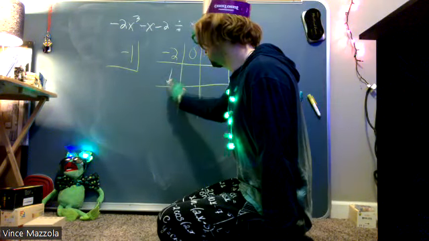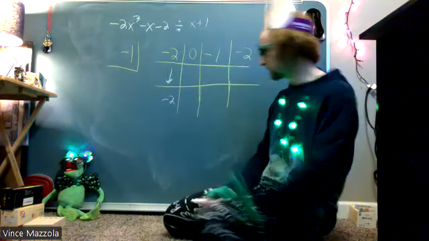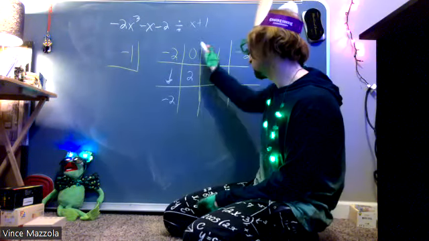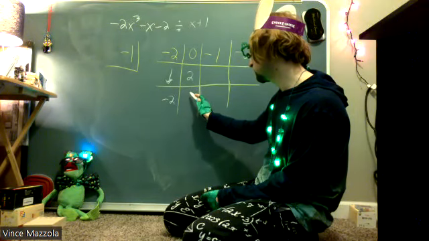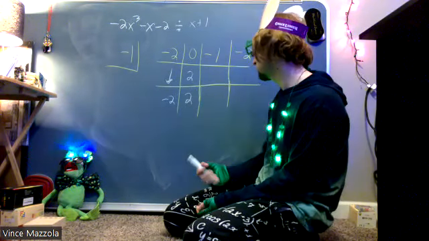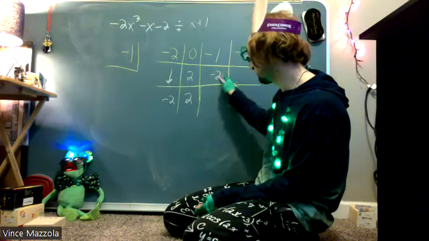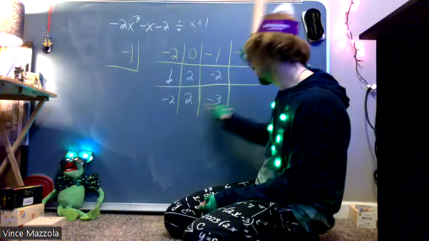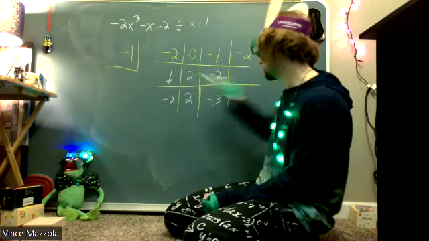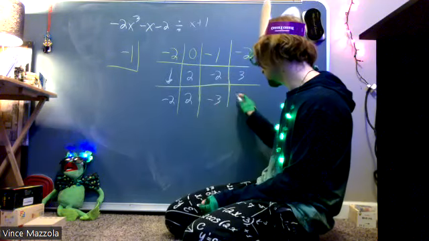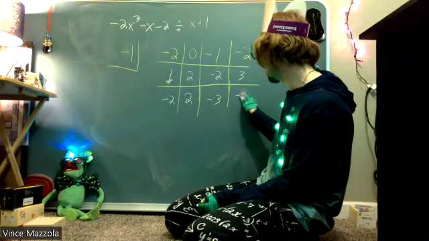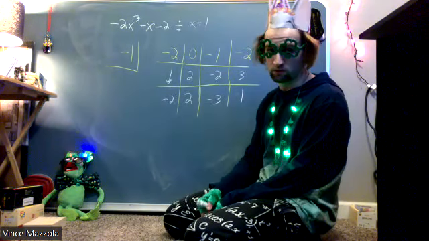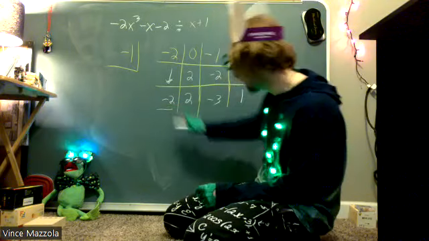So now -2 times -1 gives you +2. 0 plus 2 gives you 2. And then 2 times -1 gives you -2 again. And -1 plus -2 gives you -3. And -3 times -1 gives you +3. -2 plus 3 gives you -1. Or +1. Yes, +1.